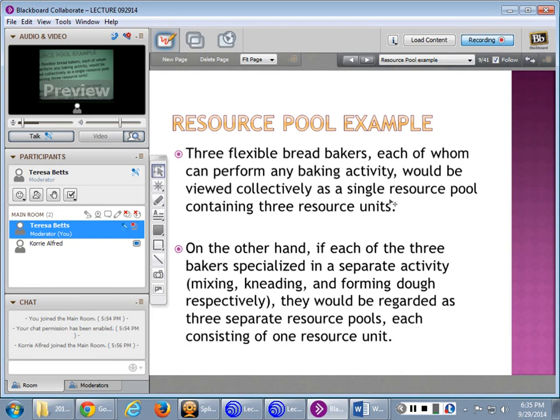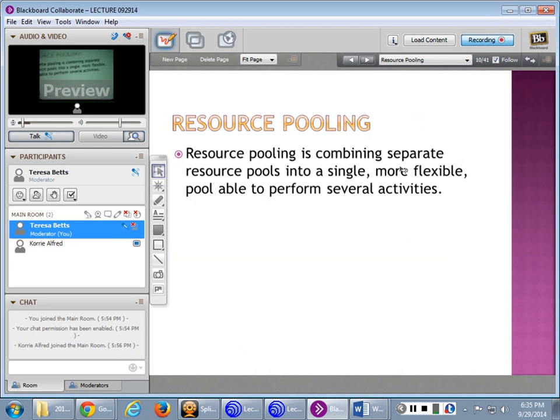Again, it's not hard, but I can see where if we weren't tracking it, we could get lost in the shuffle. All right. Resource pooling is combining separate resource pools into a single, more flexible pool able to perform several activities. So maybe taking those bakers and combining them back up. That would be considered resource pooling.